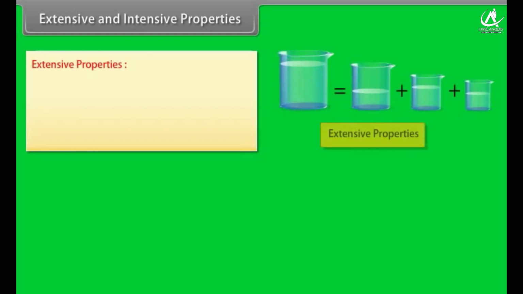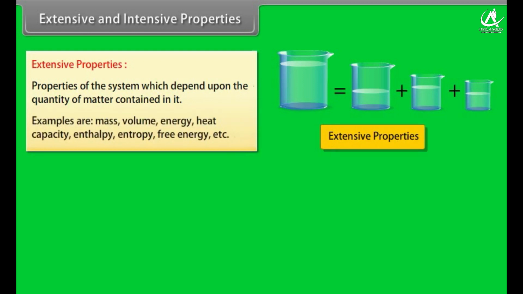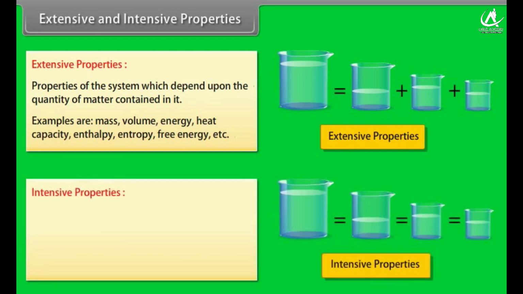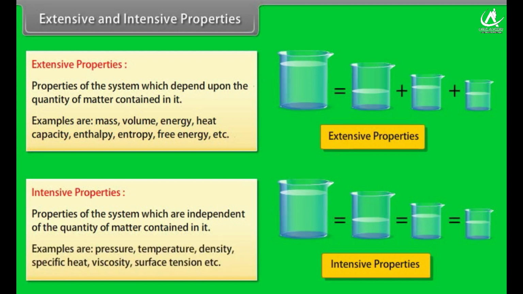to the number of moles of gaseous products minus the number of moles of gaseous reactants. Extensive and intensive properties. Extensive properties are properties of the system which depend upon the quantity of matter contained in it. Examples are mass, volume, energy, heat capacity, enthalpy, entropy, free energy, etc. Intensive properties are properties of the system which are independent of the quantity of matter contained in it. Examples are pressure, temperature, density, specific heat, viscosity, surface tension, etc.